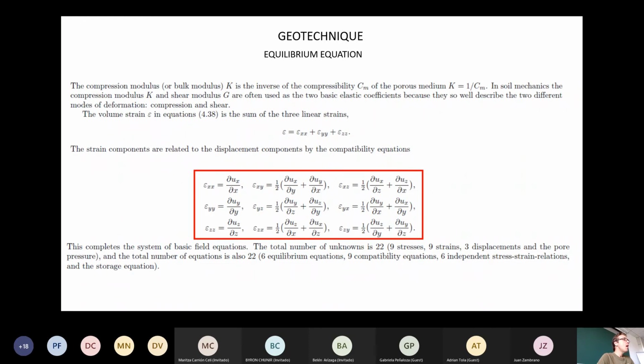The volumetric strain in the equation, here equation 4.38, is the sum of the three linear strains, epsilon x, epsilon y, and epsilon z, that are, of course, related to the displacement components by the compatibility equations. These compatibility equations are the same system of equations that you should already know from structural engineering. Of course, the total number of unknowns is 22: 9 stresses, 9 strains, and this is similar to what you know. And also 3 displacements, but here we also have the pore pressure.